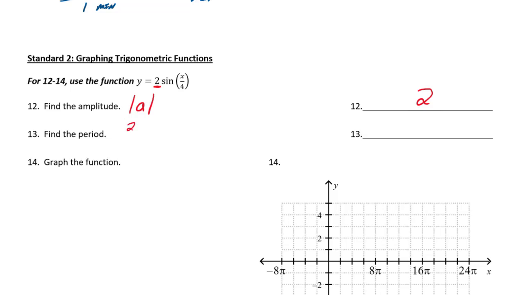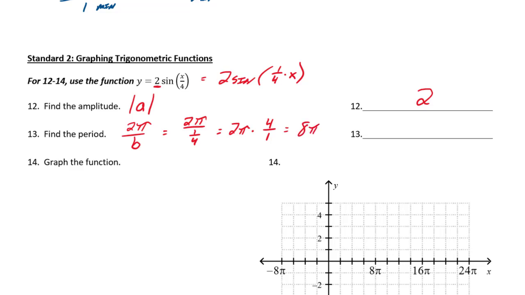The period for all the sine, cosine, secant, and cosecant functions should be 2 pi divided by the b value. In this scenario, I could picture this like it's really 2 times sine of 1/4 times x, if that's helpful to picture. Dividing by 4 is the same as multiplying by 1/4. That makes identifying this b value a little bit easier. It should just be 1/4. And then we have to multiply by its reciprocal to do the division by that fraction. If I go ahead and do that, 2 pi times 4 is in fact 8 pi, so this has a period of 8 pi.